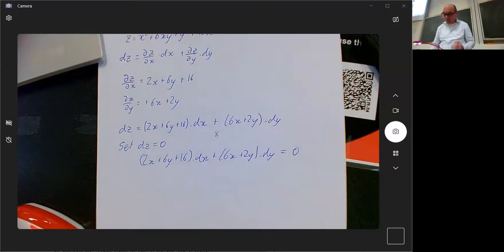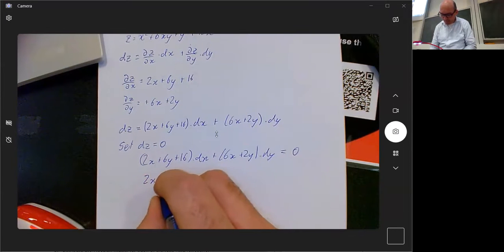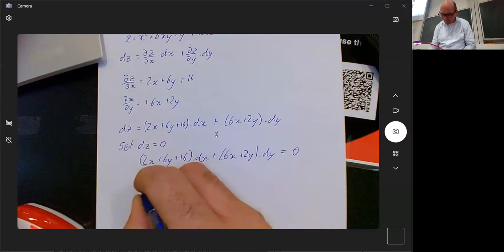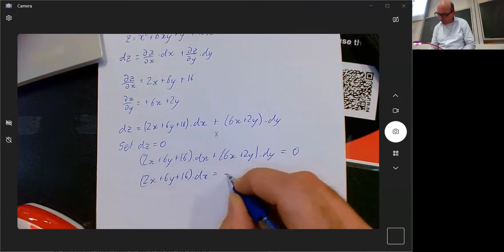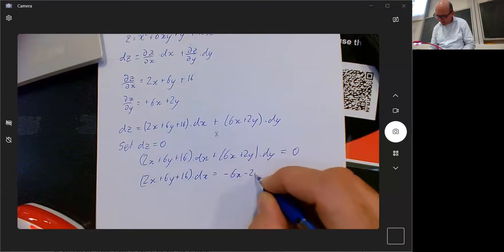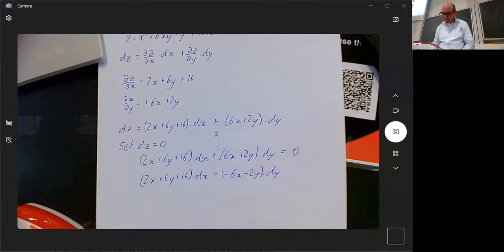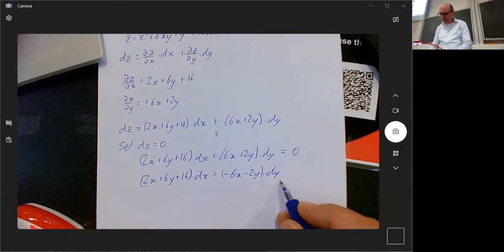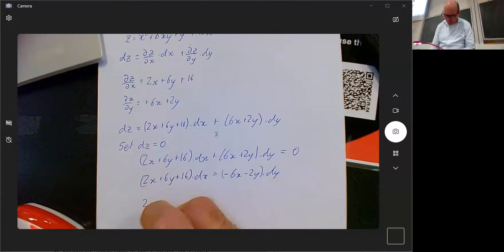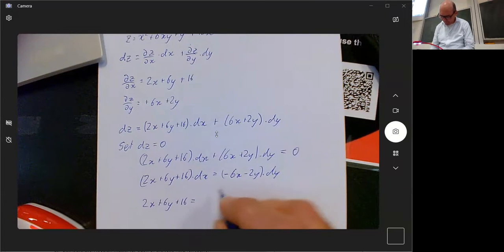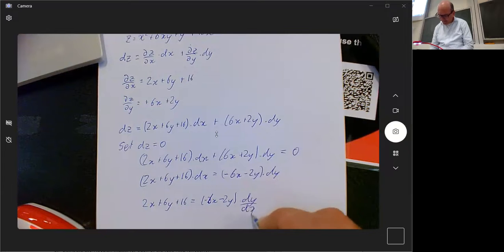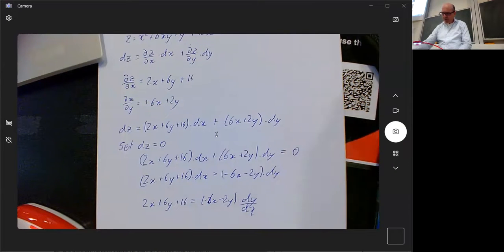So what I'm going to do, I'm maybe going to put this over the other side. 2x plus 6y plus 16 dx is equal to minus 6x minus 2y dy. I want to put this dx with this dy. So I've got my 2x plus 6y plus 16 is equal to minus 6x minus 2y, dy on dx. This is actually the thing I'm trying to get, all right?